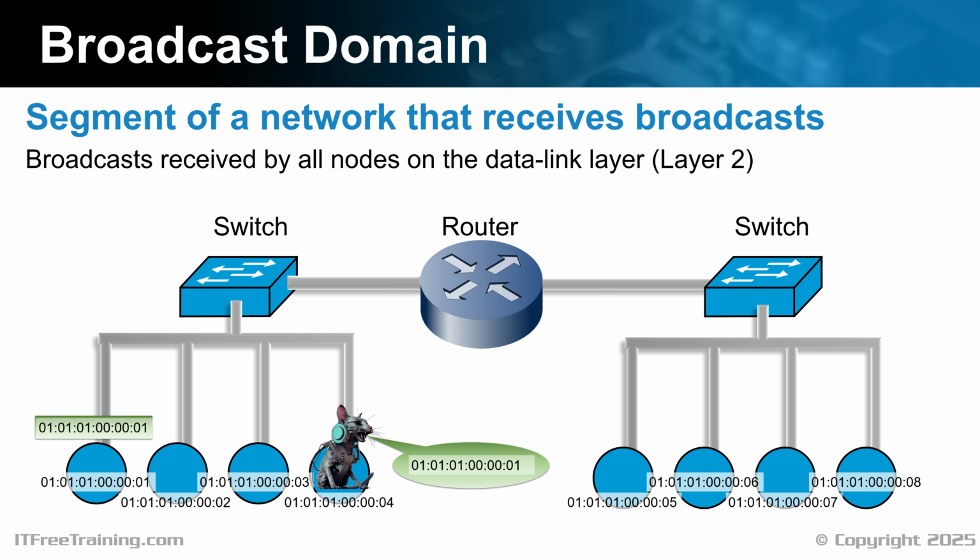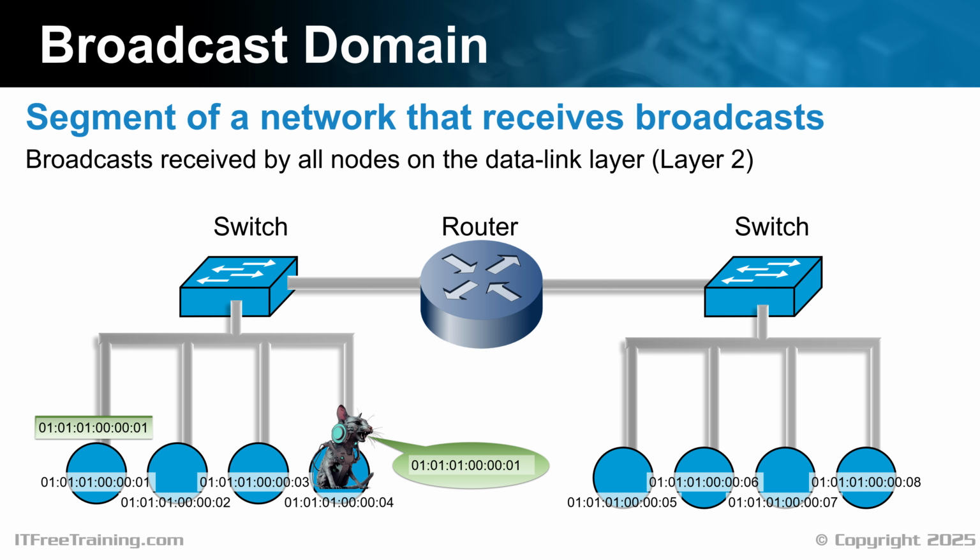To send a frame to all nodes on the network, this time the destination MAC address is set to all Fs. When this occurs, the frame will be sent to all nodes on the network. You will notice the frame did not go over the router.